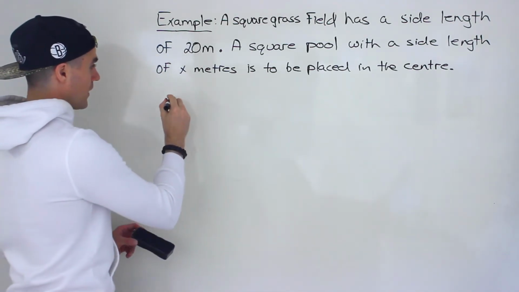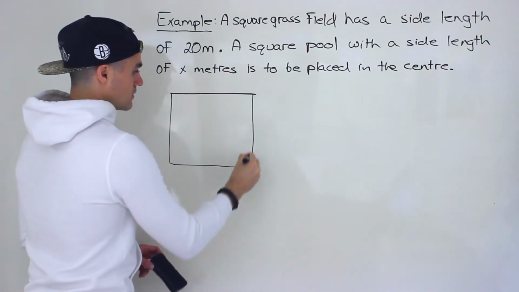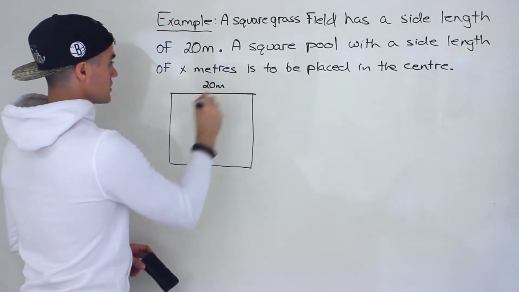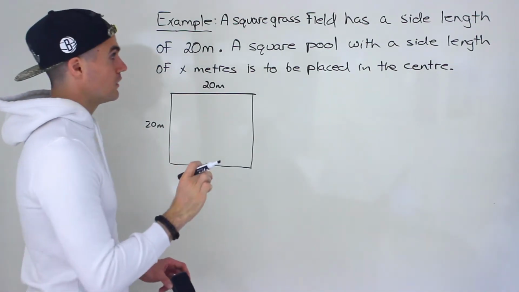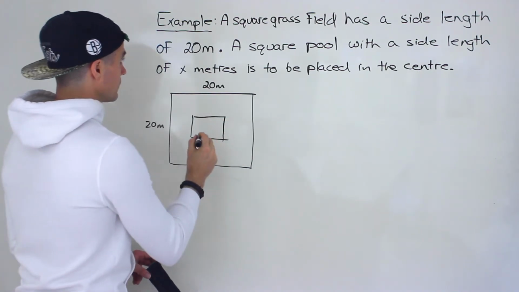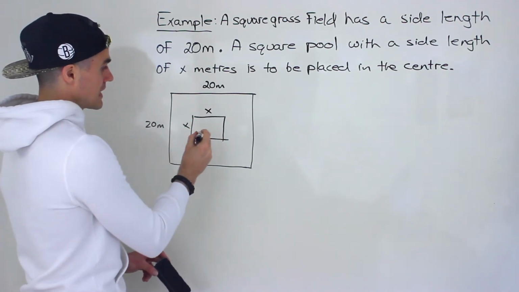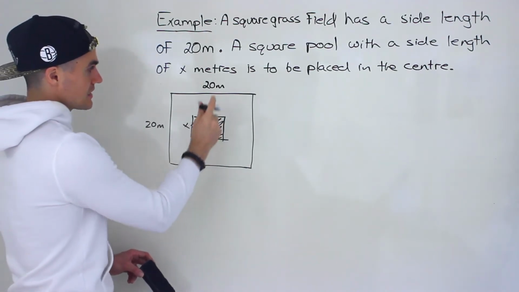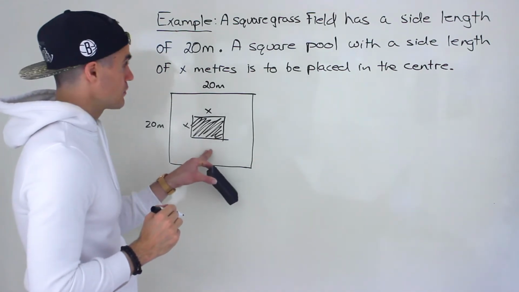So we have a square grass field, so let's first draw that. We got a grass field, and then we're told the side length is 20 meters. So we got 20 meters here, we have 20 meters over here. And then we're told a square pool is going to be placed in the middle. Okay, so let's draw a square pool like that. And we're told that the square pool has a side length of X meters. So we don't know what the side length is, so we're going to put a variable X there. So this here is going to be the pool, and it's right in the center of this grass field. Right, so that's what we're working with in this case.